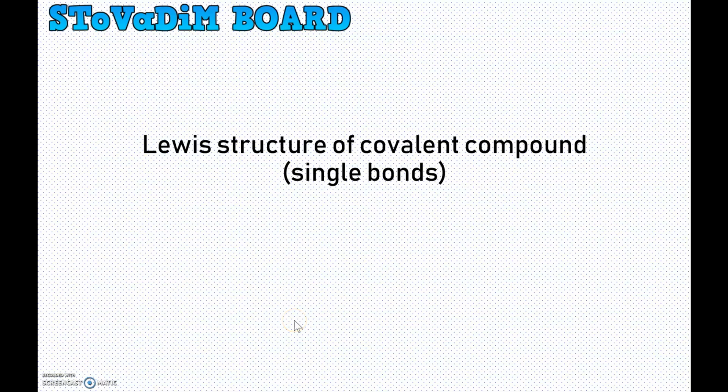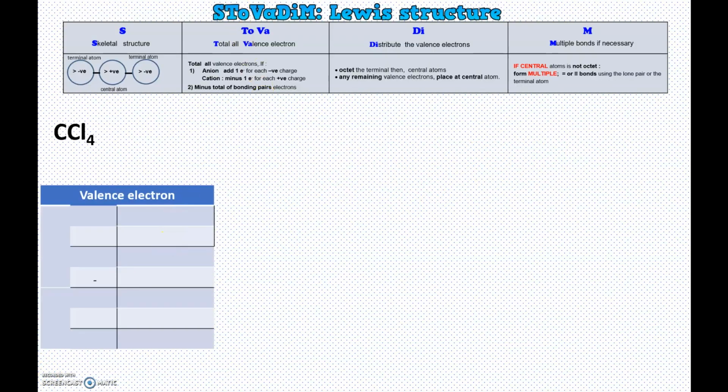Let's go to the first part, Lewis structure of the covalent compound that involve the formation of single bonds. Acronym SToVaDiM is a combination of S stand for skeletal structure, TOVA stand for total of valence electrons, D stand for distribute the valence electrons, and M stand for multiple bonds if necessary.